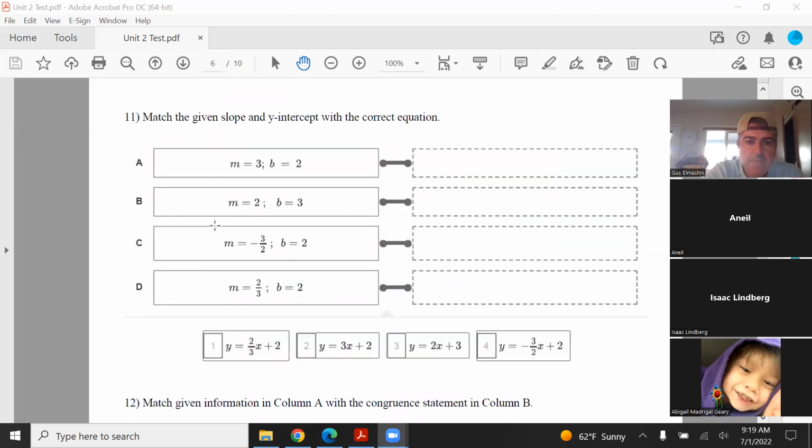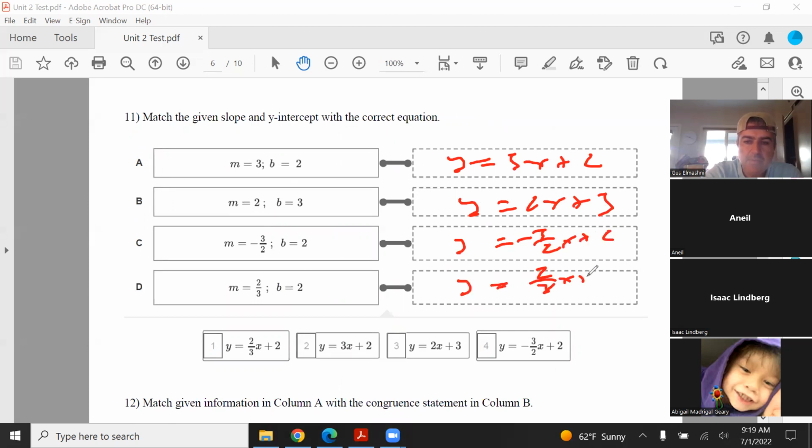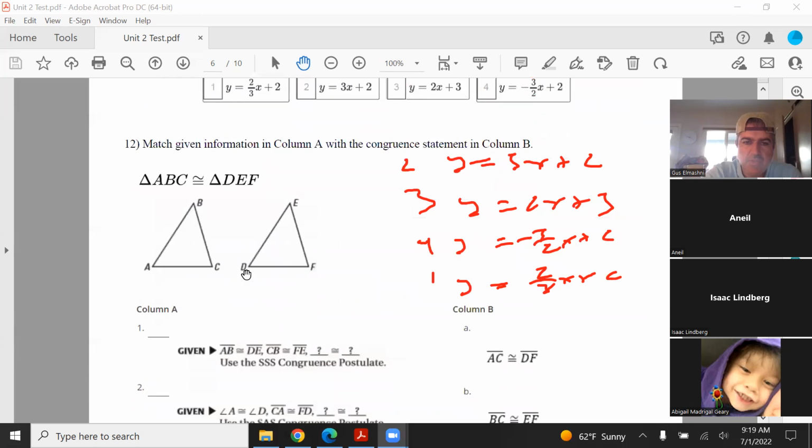Okay, 11 and 12. I think this went fine. This was pretty straightforward. Y equals 3x plus 2. Y equals 2x plus 3. Y equals negative 3/2 x plus 2. And y equals 2/3 x plus 2. So it goes 2, 3, 4, 1. 2, 3, 4, 1. I think that was fine, though I didn't see it as being an issue.